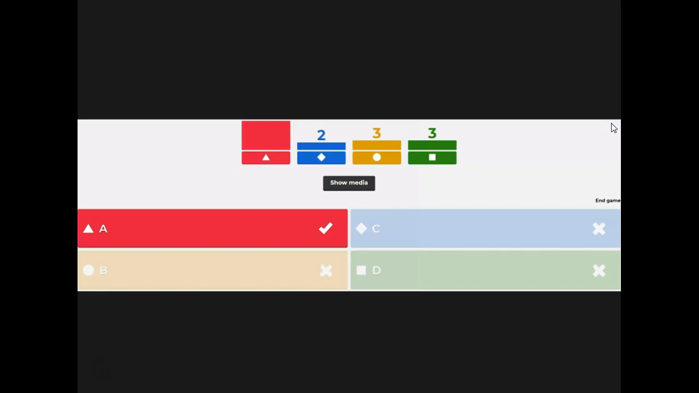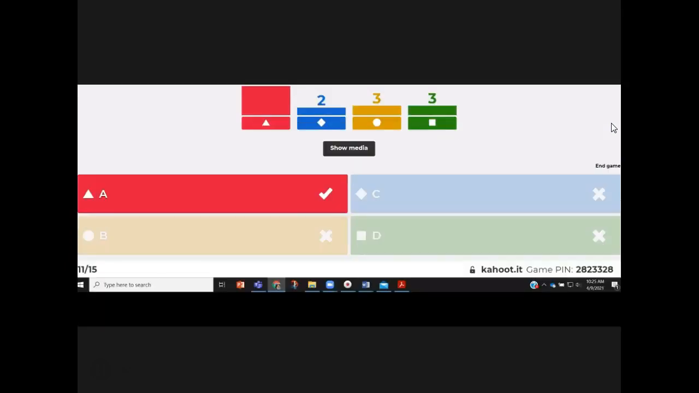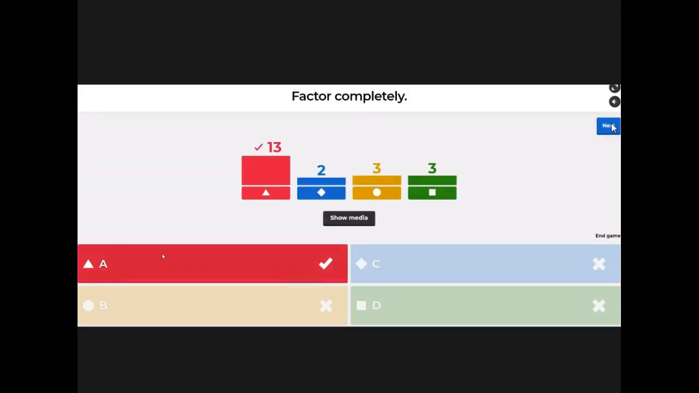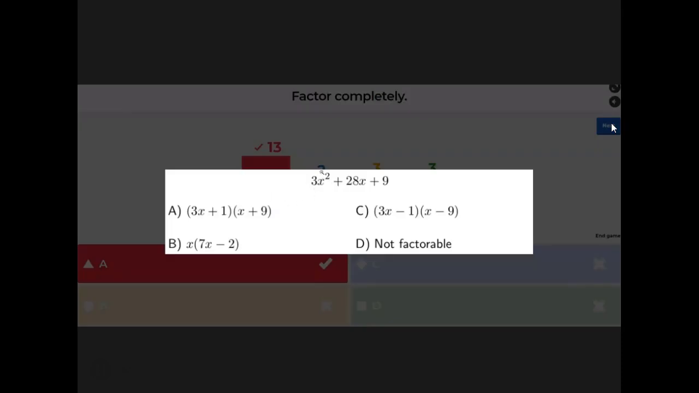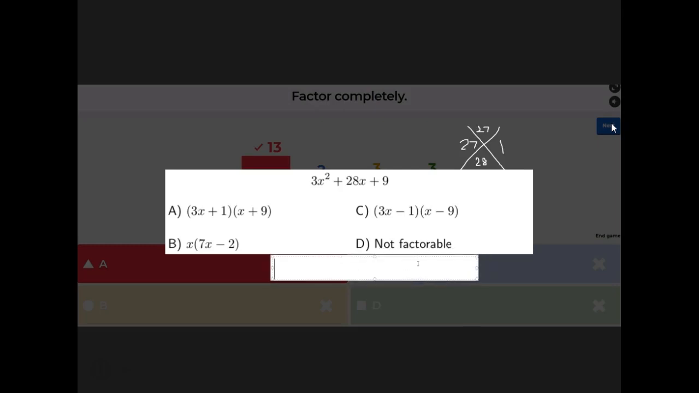Okay, the correct answer was A. The correct answer was A because this is 3x squared, this is 9. So in order to do this problem, you are going to multiply 3 times 9, which was 27. You needed two numbers that multiplied to 27 but added to 28. So that was 27 and 1. And then what you are going to do is replace the 28 with the 27 and 1.